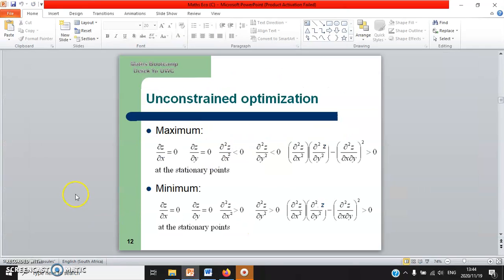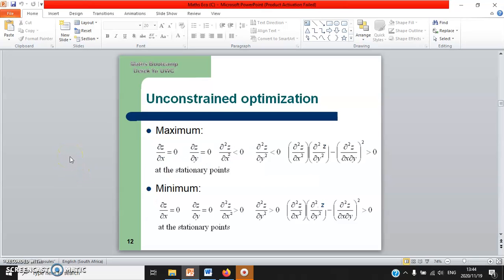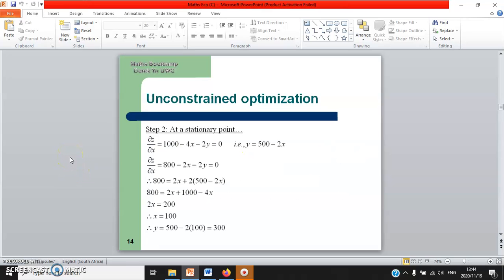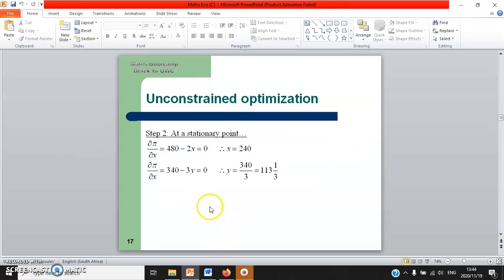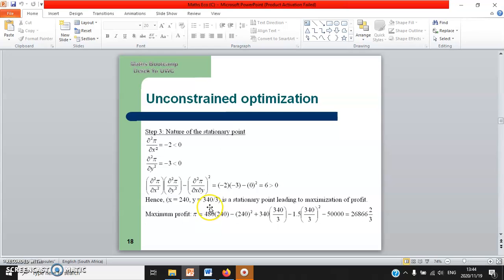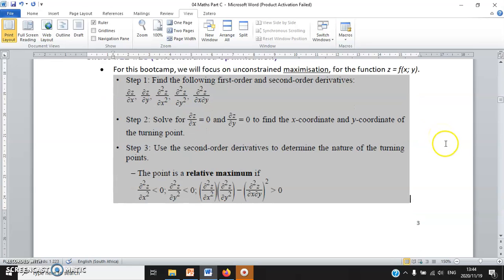Then the next part is unconstrained optimization, and then there are some explanations and an example on the slides. But I want to focus on the explanation on the study guide instead. Because for unconstrained optimization, the focus would be on maximizing something. So in this bootcamp, we focus on unconstrained maximization. Okay, say z as a function of two variables, x and y.